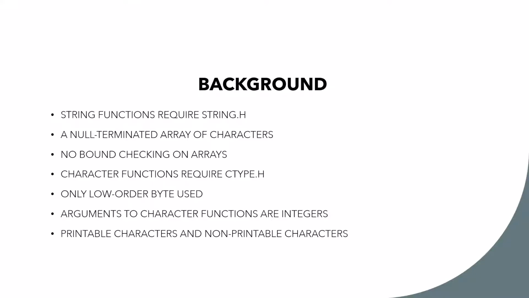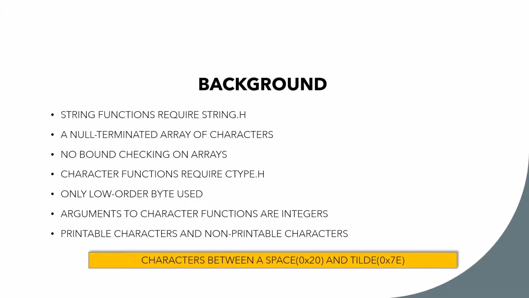There are two types of characters, printable characters and non-printable characters. Printable characters lie between a space, which has hex value 20, and the tilde, which has hex value 7e. And then we have non-printable characters lying between 0 or null and hex value 1f, as well as a delete key, which has hex value 7f.